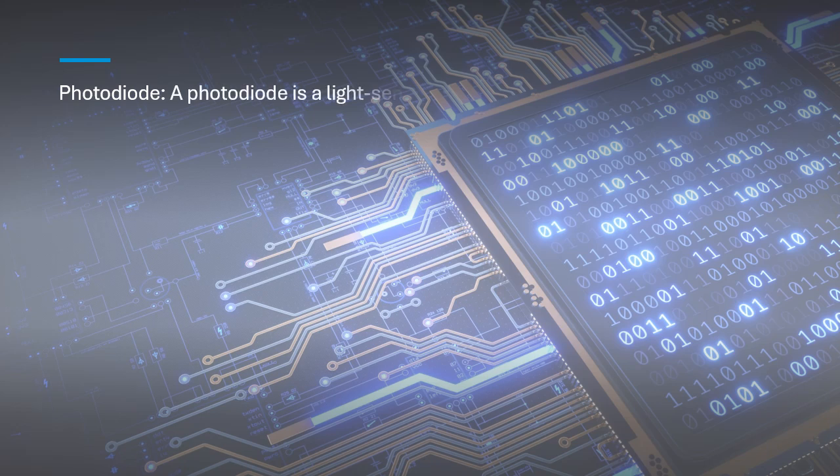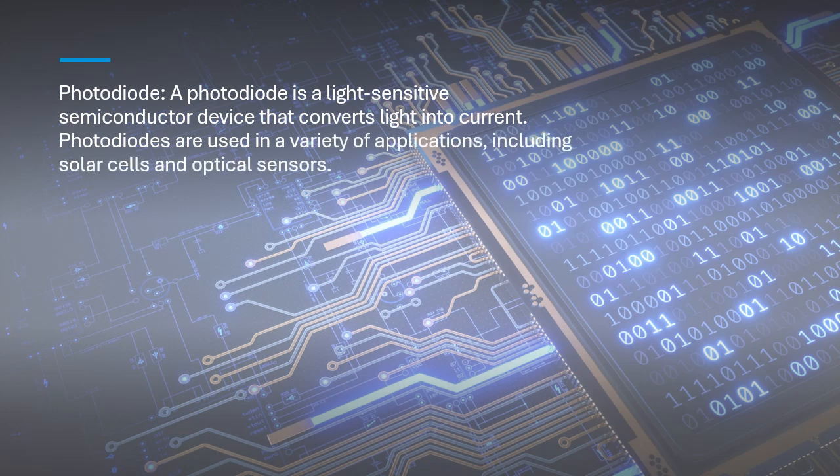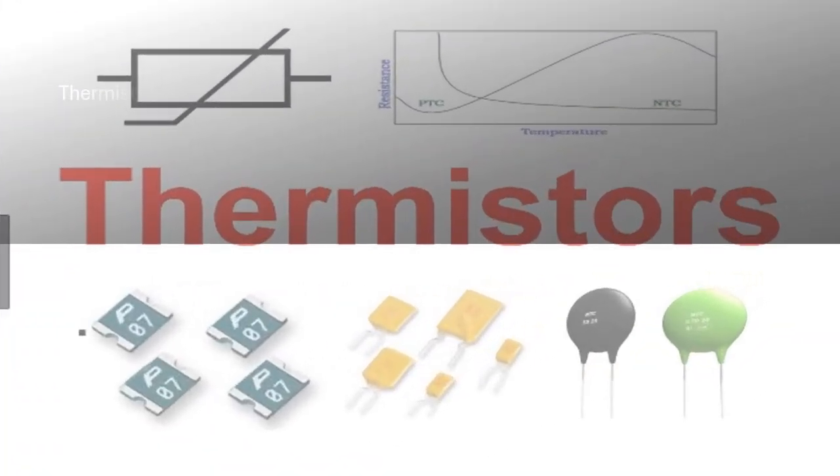Photodiode. A photodiode is a light-sensitive semiconductor device that converts light into current. Photodiodes are used in a variety of applications, including solar cells and optical sensors.